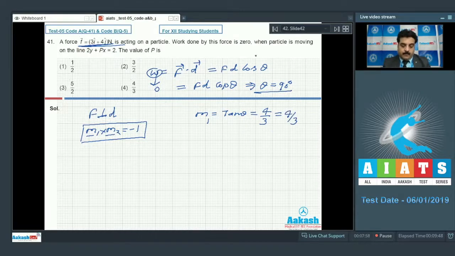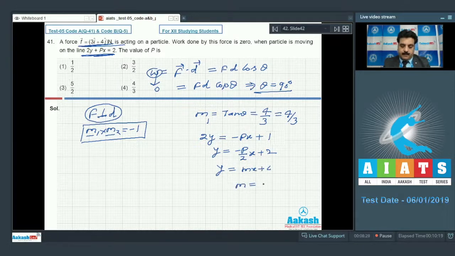And now m2 I am going to take for the displacement, because we need only two things. As I said, force and displacement are perpendicular. So m1 for the force and m2 for the displacement. If I rearrange this equation, I can write y is equal to minus p by 2 into x plus 1. If I compare with mx plus c, then we get m is equal to minus p by 2. As I said, this is m2.